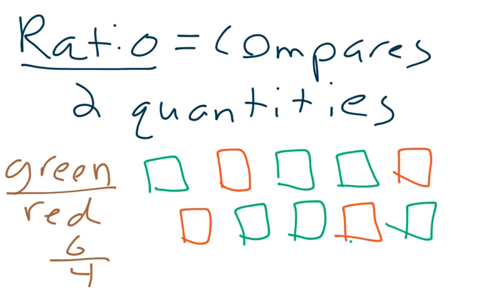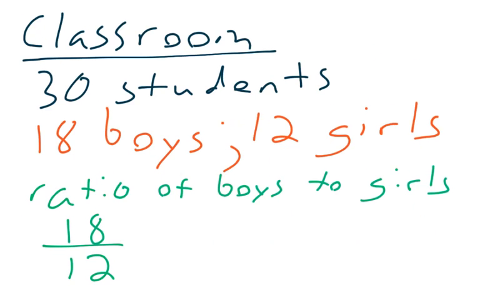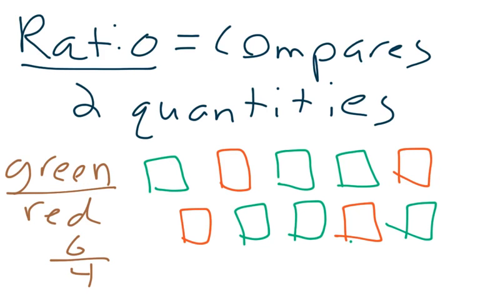With ratios, they always need to be in the same order that the words are. The word green was on top, so I had to put the number of green boxes, which was 6, on top. Red was on bottom, so I put the number of red boxes on bottom. Now, one thing about this fraction is that I've got 6/4. If this was multiple choice, 6/4 is not going to be one of the choices, because I have to reduce it. I have to break it down or simplify it.